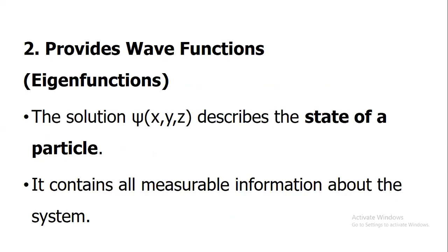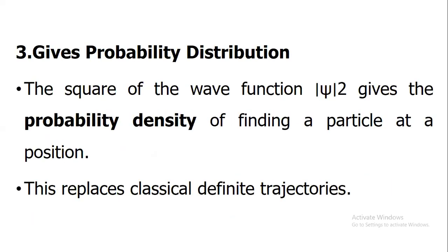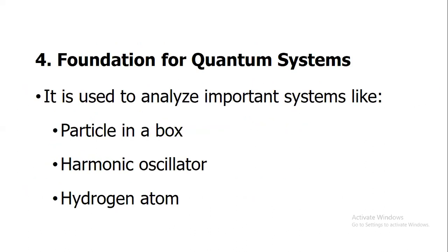It provides wave functions, the eigenfunctions. The solution psi(x, y, z) describes the state of the particle. It contains all measurable information about the system and gives the probability distribution. The square of the wave function, psi square, gives the probability density of finding the particle at a position. This replaces the classical definite trajectories.